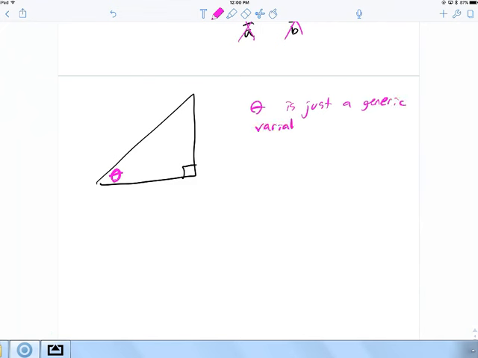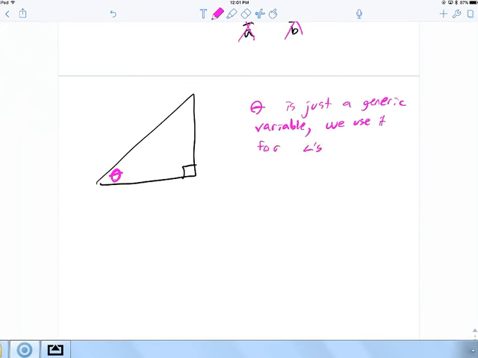And all it means is we use it with angles. So to any mathematician, if you use theta, I know you're talking about an angle. It's just a Greek letter. Okay, we use it for angles.